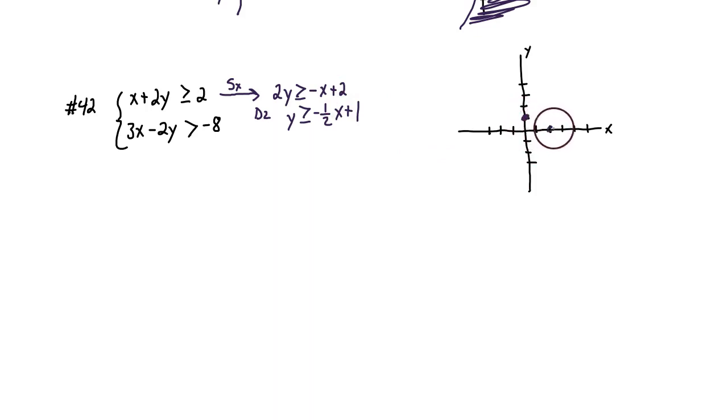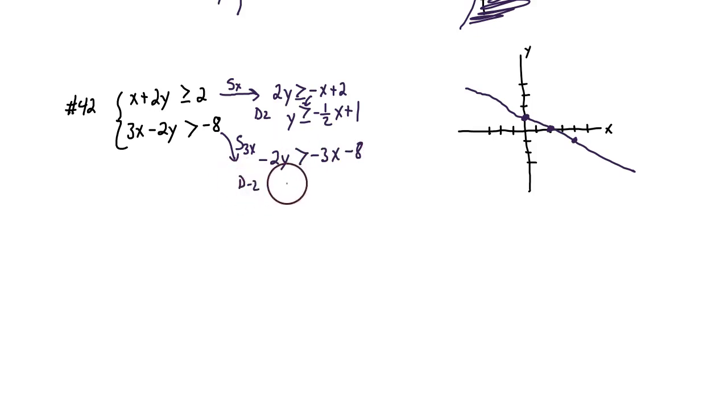Down 1 over 2. Down 1 over 2. Because of this extra little bar, it is a solid line. We're going to shade above that line because of the greater than. Let's take the second inequality and transform it by subtracting 3x from both sides. We get negative 2y is greater than negative 3x minus 8. Then divide by negative 2.